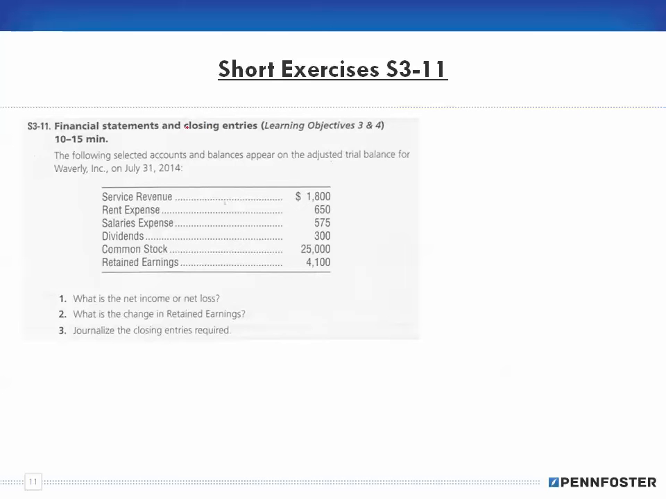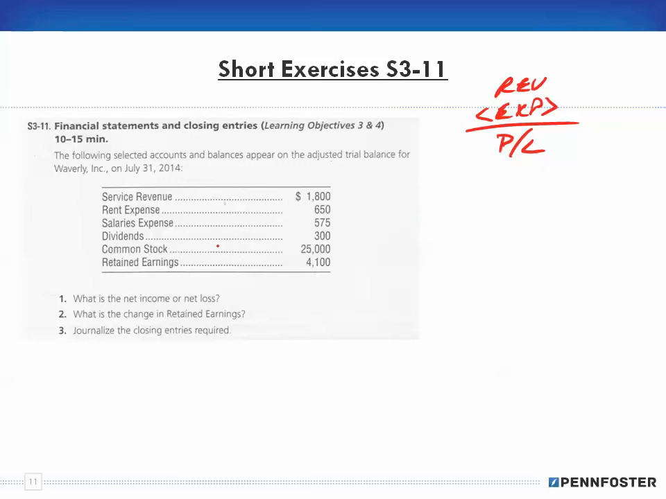Okay, so 3-11 here. All right, financial statements and closing entries. The following selected accounts and balances appear on the adjusted trial balance. Right, so these are the accounts and these are the balances. And question number 1 is, what is the net income or net loss? Well, profit or loss is shown on the income statement, which is revenues less expenses. Gives you your profit or loss, your net income or your net loss.